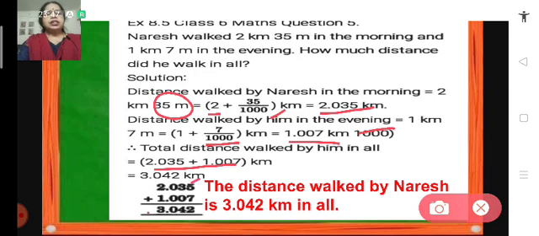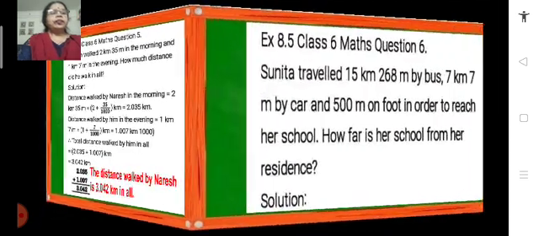From the extreme right, 5 plus 7 becomes 12. We carry over 1, write 2 here, then 3 plus 1 becomes 4, then 0 plus 0 in tens place becomes 0. Put the decimal, move on to ones place, 2 plus 1 becomes 3. So, the total distance walked by Naresh in the morning and in the evening is 3.042 kilometers. So, he walked 3.042 kilometers in all.